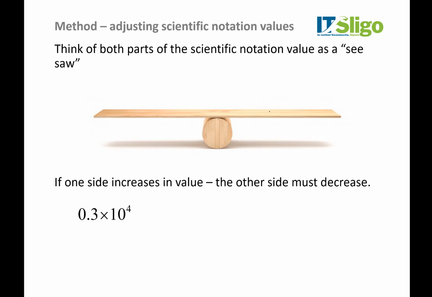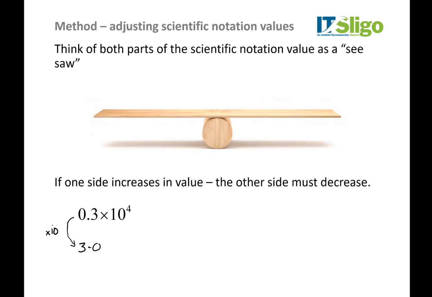So say if we have this value here, 0.3 by 10 to the power of 4. Now this looks like it's in scientific notation, but it's not, because 0.3 is less than 1. So we need to make this value bigger. So we're going to write it as 3.0. Now this side has got bigger. Essentially we've multiplied this side by 10.